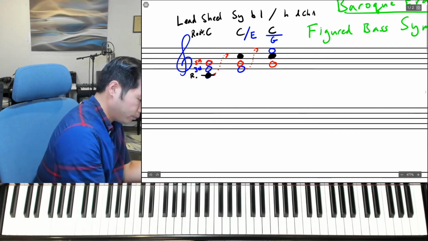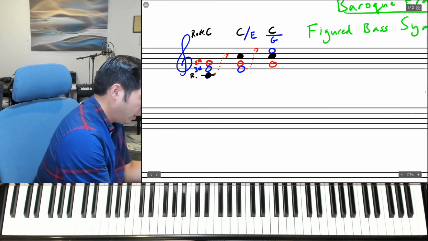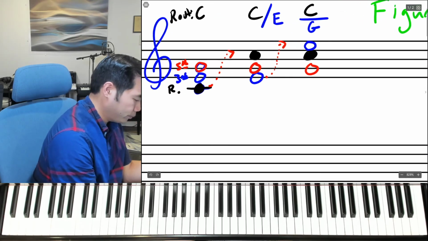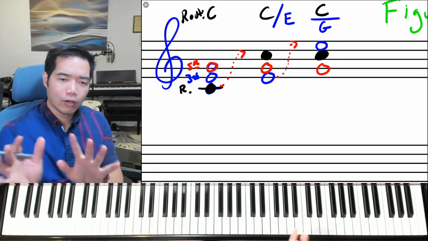We don't need this, just to make it a little cleaner and hopefully a little bit easier to understand. Still using C major as an example, but this applies to any triad at all.